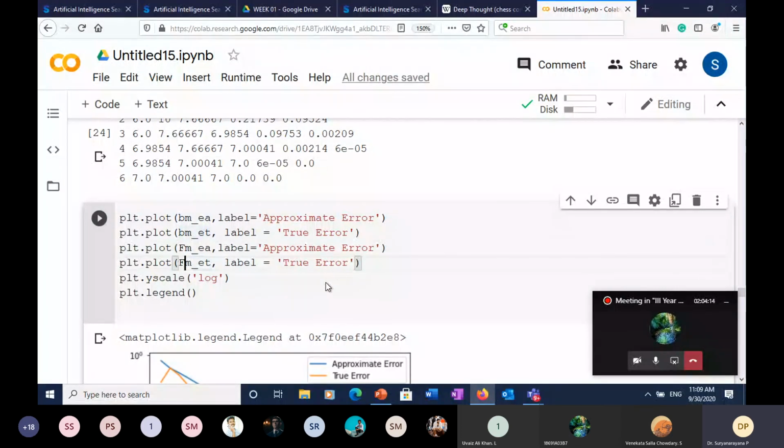False position, and now I think I have to change this also. Approximate error, bisection method, and a true error in bisection method. Okay, this is approximate error in false position. And this here is approximate error in false position.